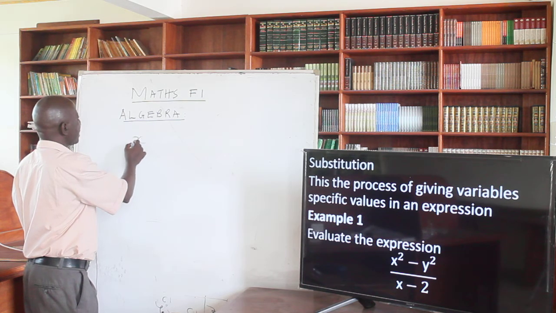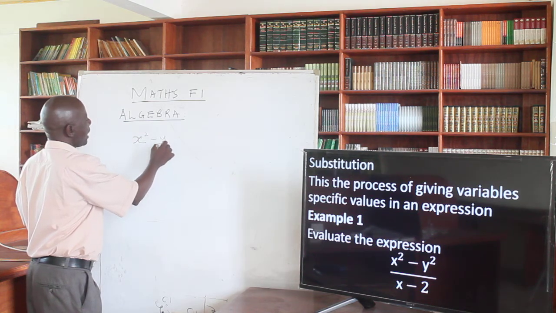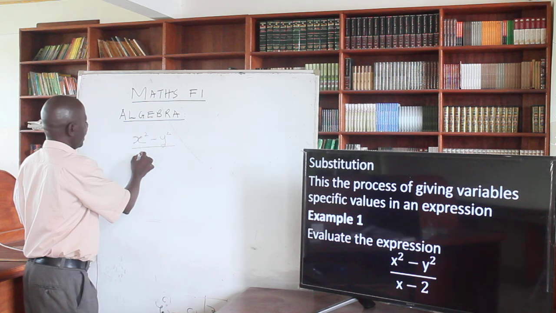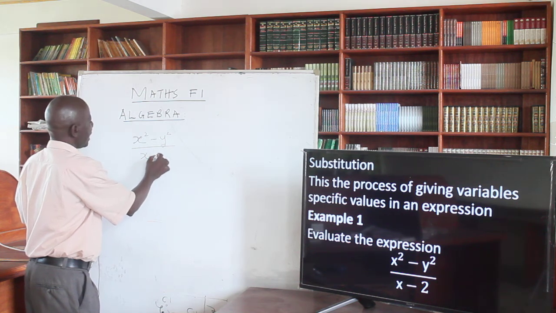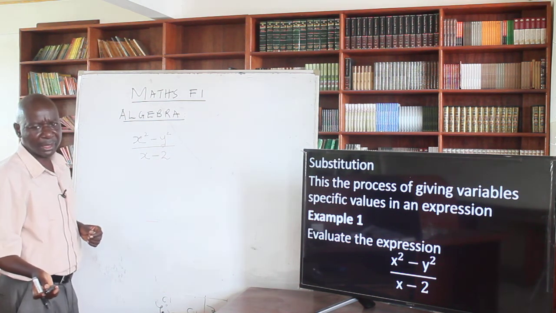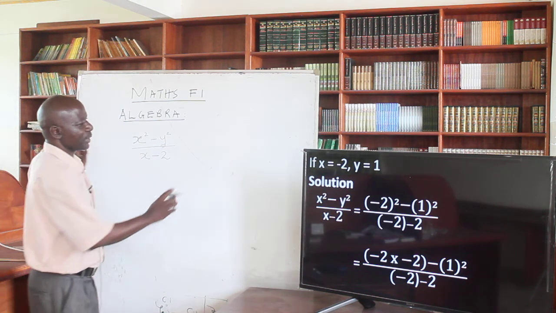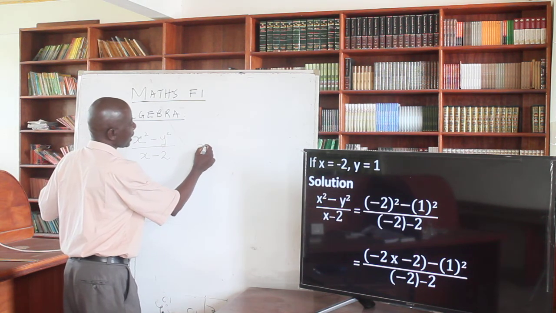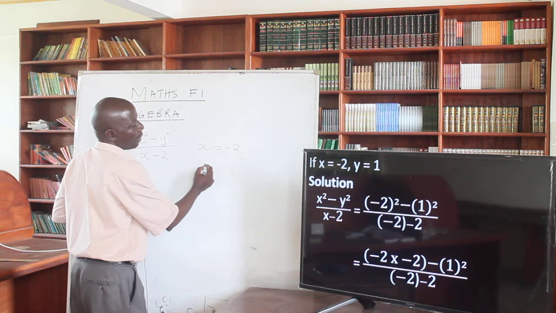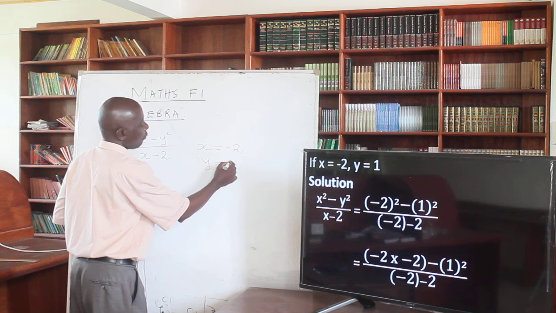So evaluate x squared minus y squared divided by x minus 2. These variables have been given specific values. X has been given a specific value of minus 2. Y has been given a specific value of 1.